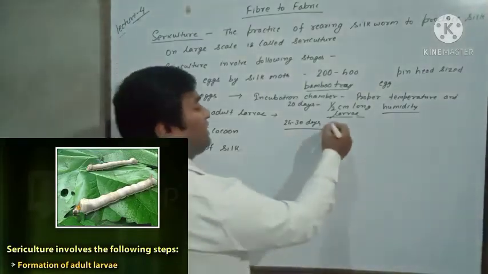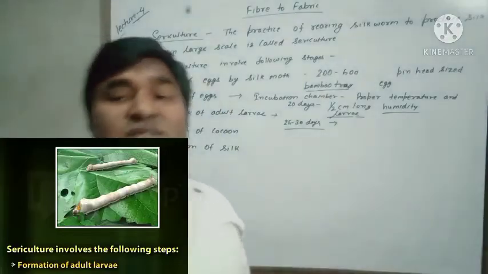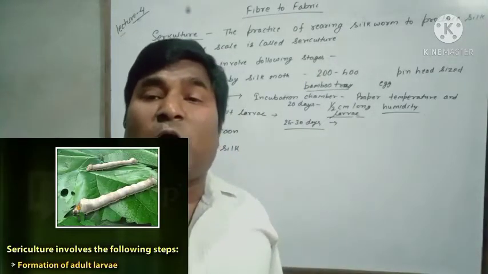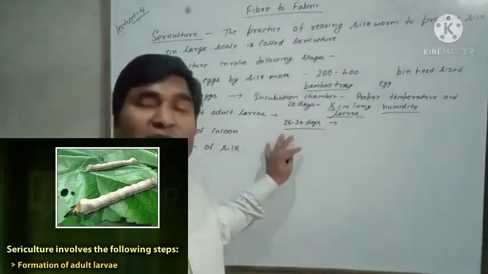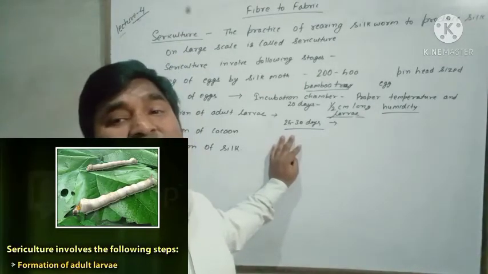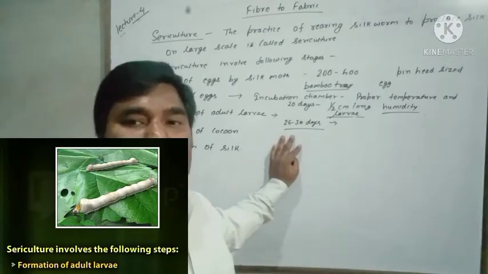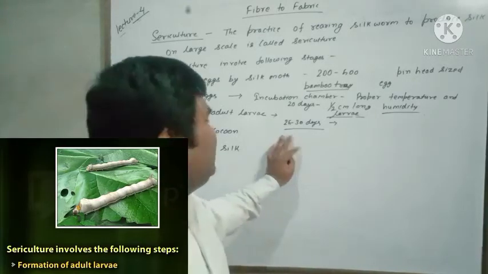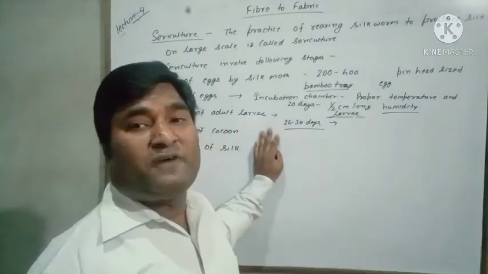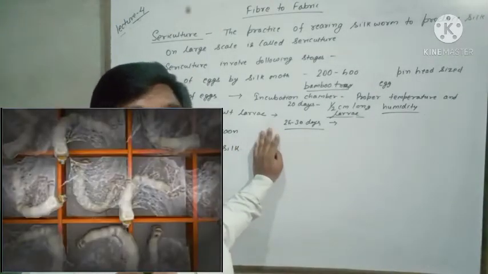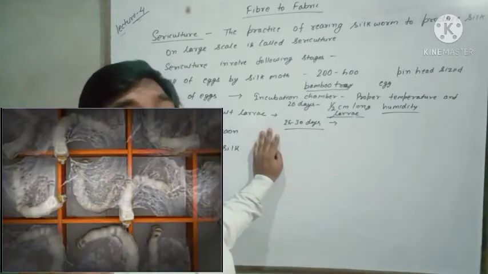After 25 to 30 days, this adult caterpillar will stop eating and move to a side in a small chamber. In the bamboo tray, there is a small chamber provided by the farmer. There it will start producing silk, and this silk is wrapped around its body to form a cocoon.